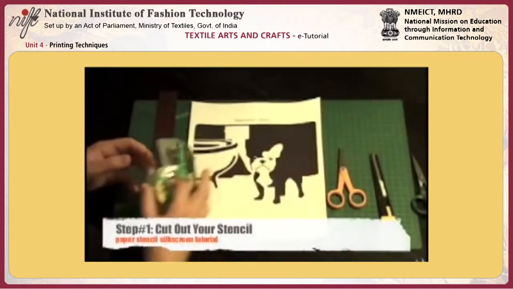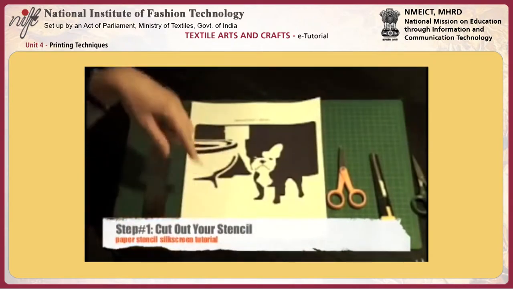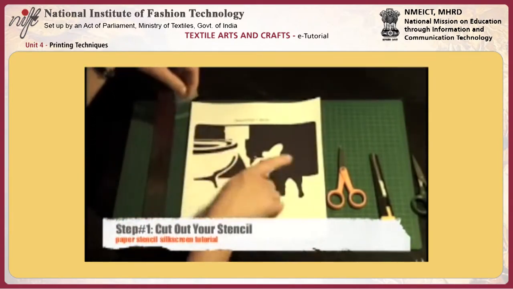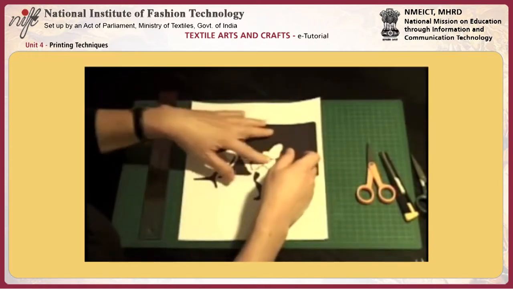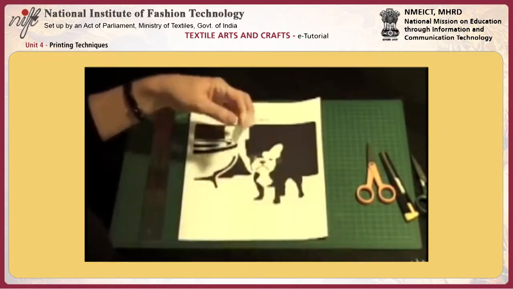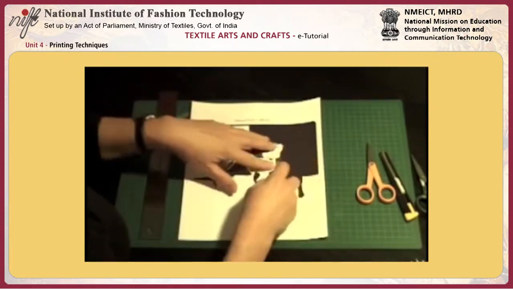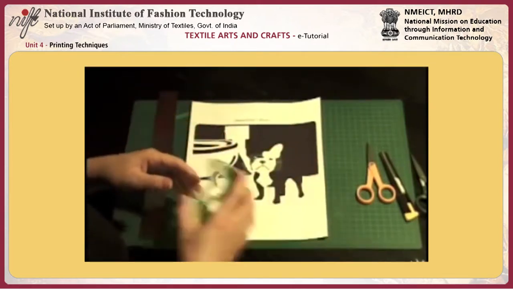One thing I'm going to want to do is, because there are some smaller delicate areas in this stencil that I've developed, put some scotch tape right over them. It'll give it a little bit more strength, but it'll still make it really easy to cut out.